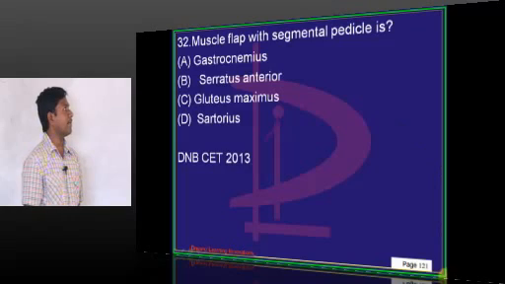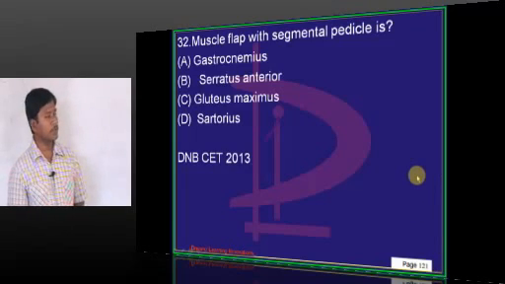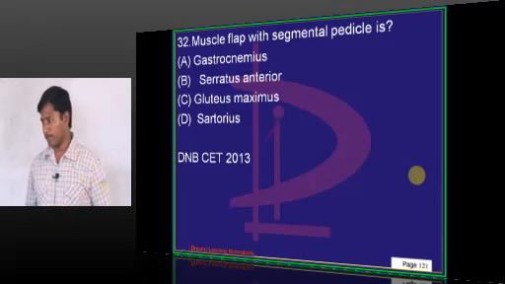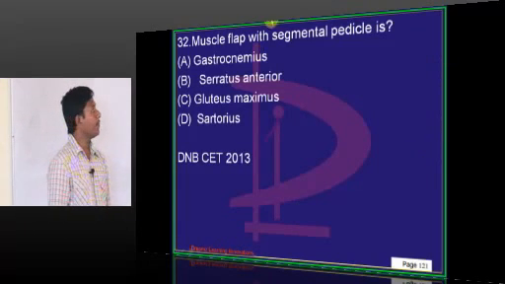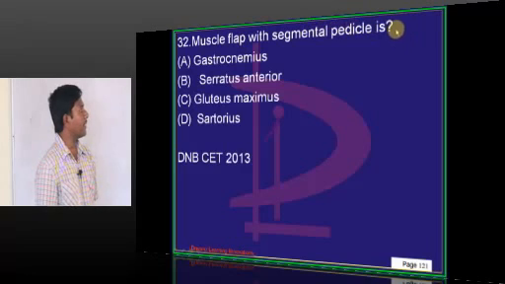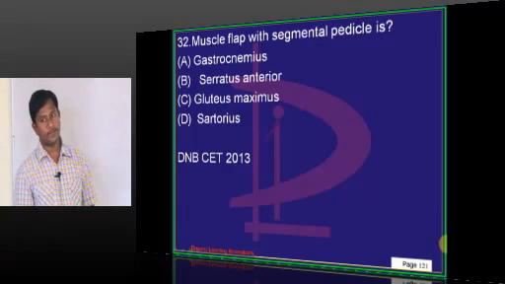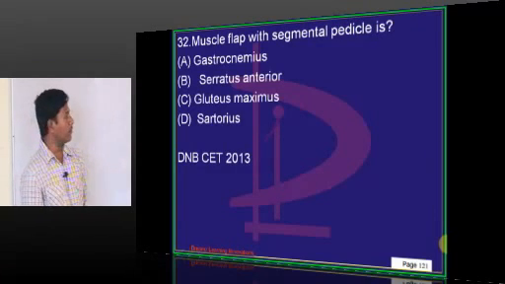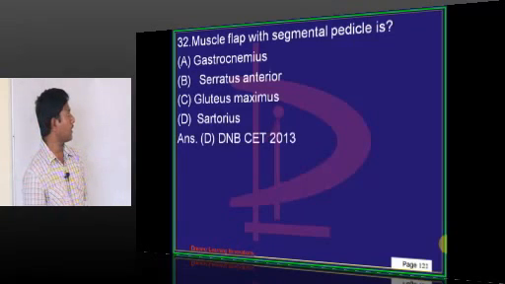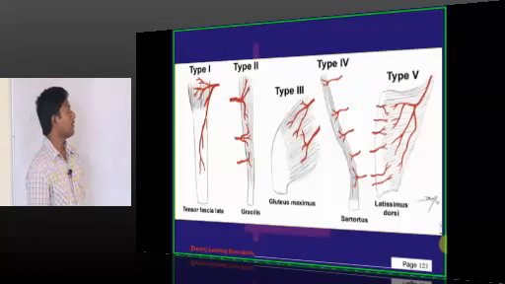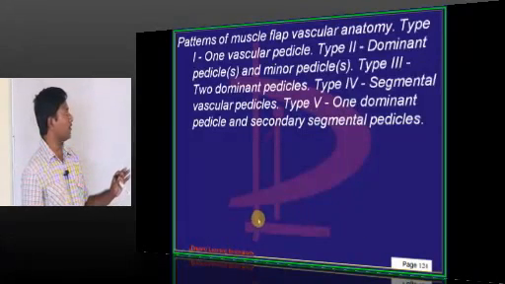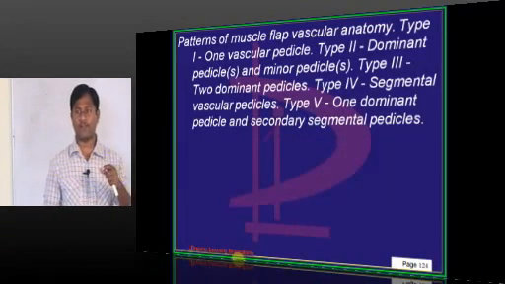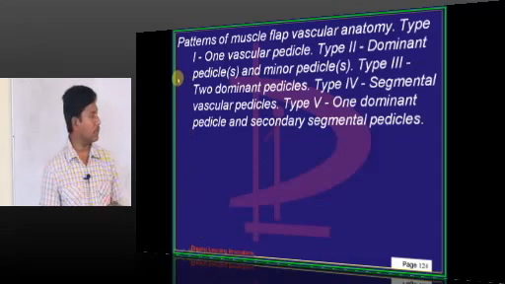Muzzle flap with segmental pedicle is generally taken from... muzzle flap with segmental pedicle. You have to know what a segmental pedicle is. I will just explain. There are some types of flaps. I will tell you the types of flaps based upon the vascular anatomy.